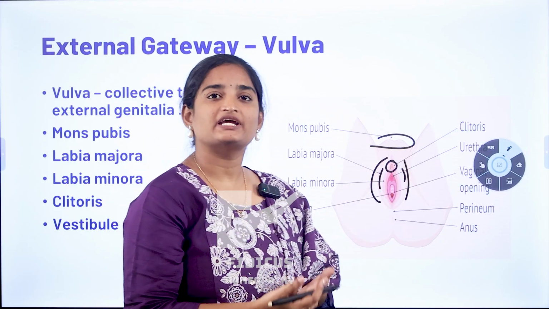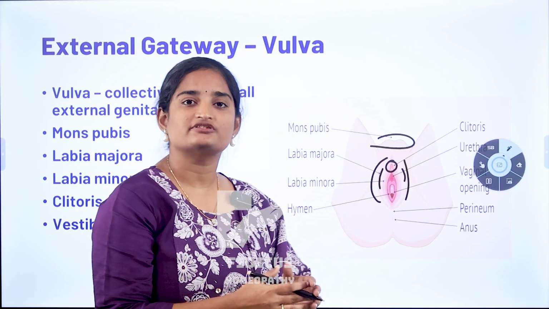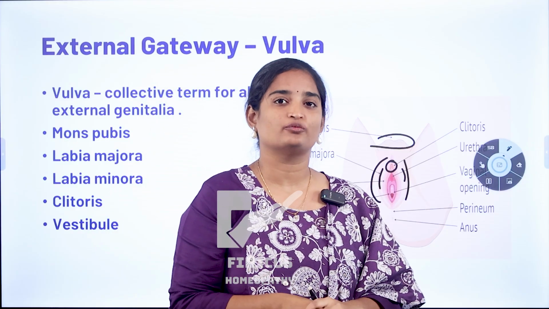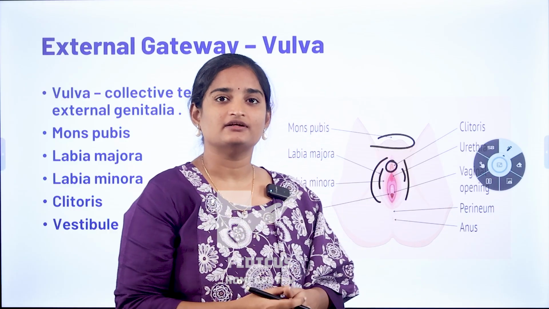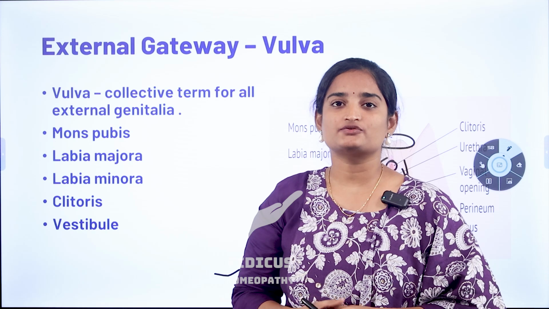So the mons pubis helps in protection, and the labia majora and labia minora all help in the protection of internal structures like the urethral opening and vaginal opening. The clitoris helps in sexual excitement. All these are the external pathway of the female reproductive system. These external structures together constitute the vulva.